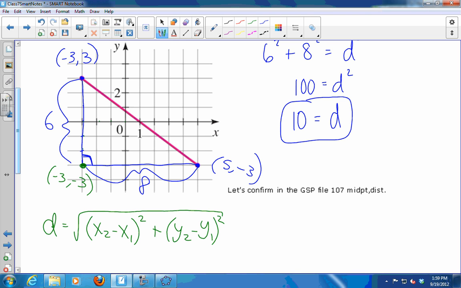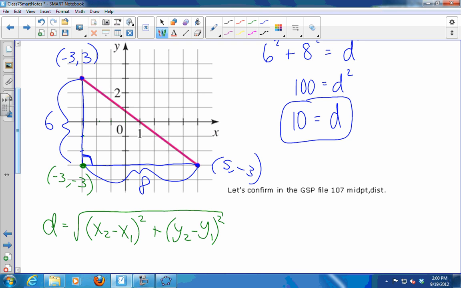I think that the easiness entirely depends on your own personal style and preference. For me, I like the first way because I like to draw a picture. Whenever I can draw a picture, I like doing that. And there are other people who really like formulas, and they just like to have a formula that they plug into and crunch the numbers.